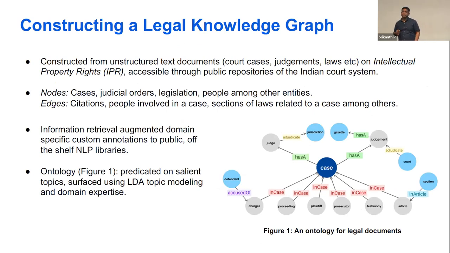What are the evaluation metrics you are going to use? Right. So for the downstream tasks, case similarity still remains one of them, and also summarization of judgments. Those are the two downstream tasks that we are focusing on. But for the knowledge graph itself, we'll be using metrics similar to the KBP metrics, which are well known: precision and recall of relations. That will be the metric for the knowledge graph.